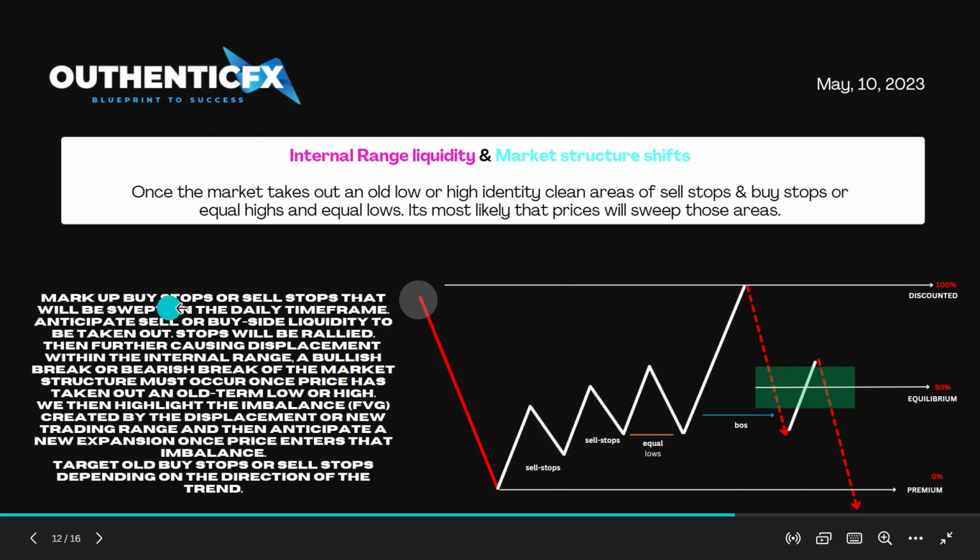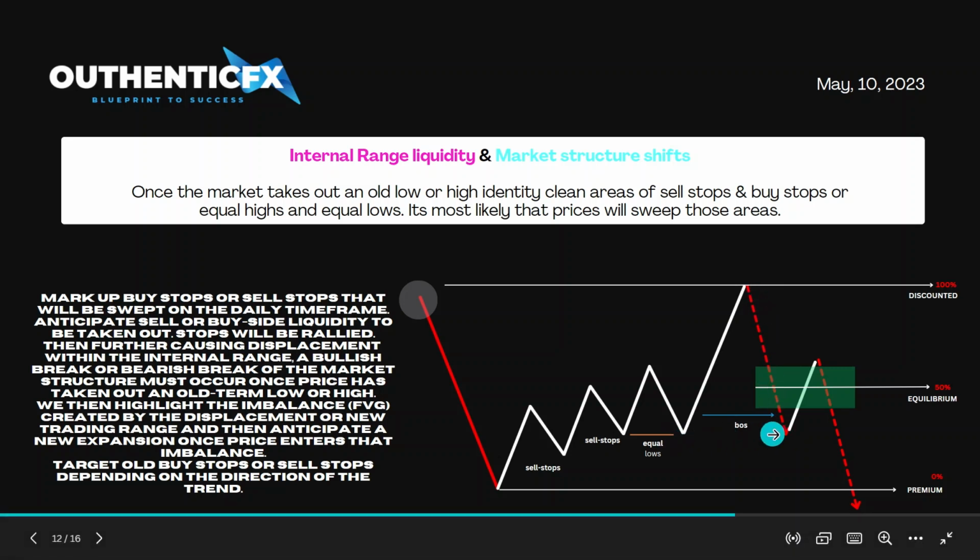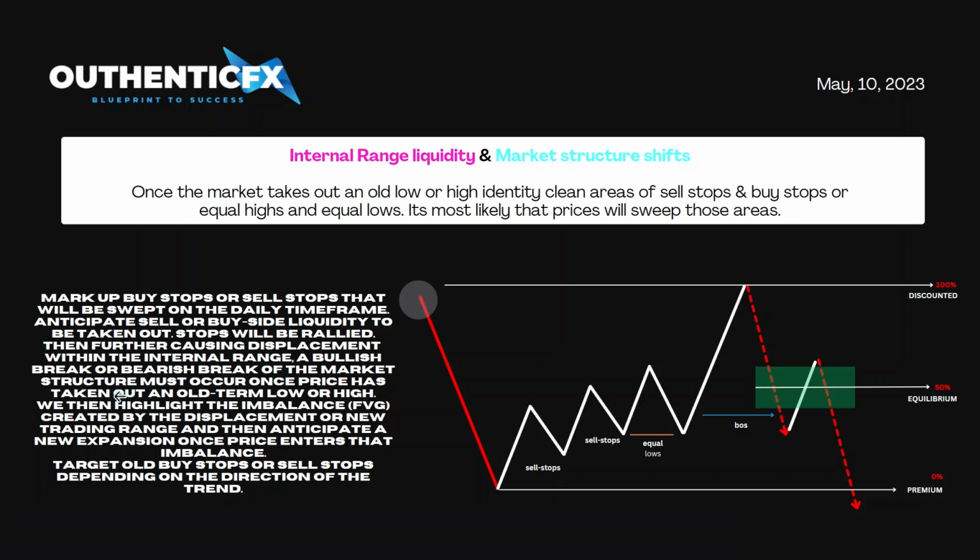So once we mark up buy stops or sell stops that will be swept on the daily time frame or intraday time frame, such as the 4 hour, 1 hour, you see this on all different types of time frames, guys. You then anticipate sell or buy side liquidity to be taken out. Stops will be rallied, then further causing displacement. Displacement is basically that after price has swept liquidity, a quick move to the downside, breaking structure to continue a new trend or create a new trading range, right?